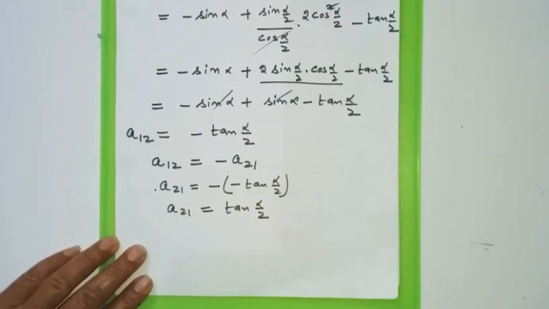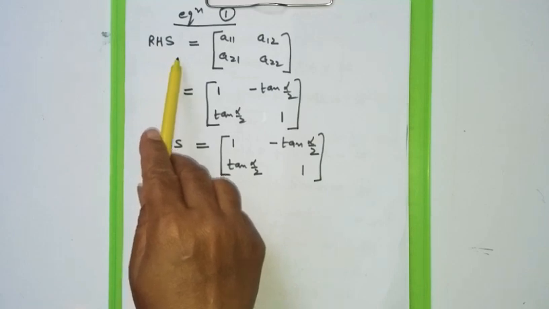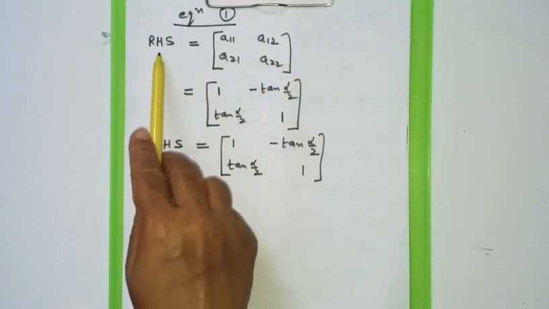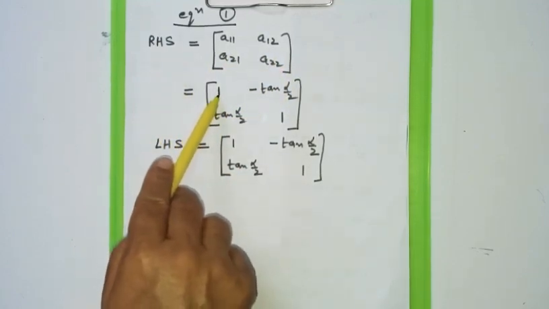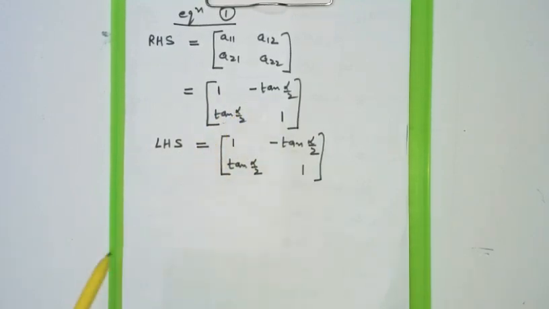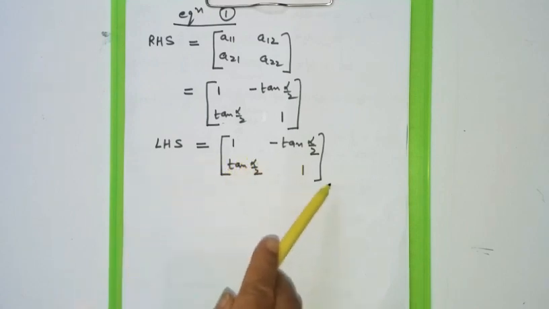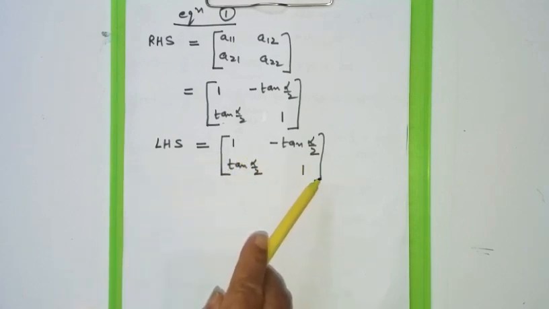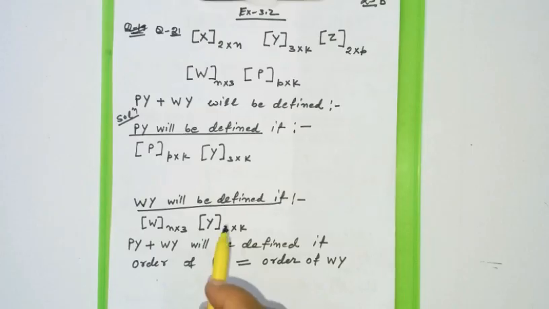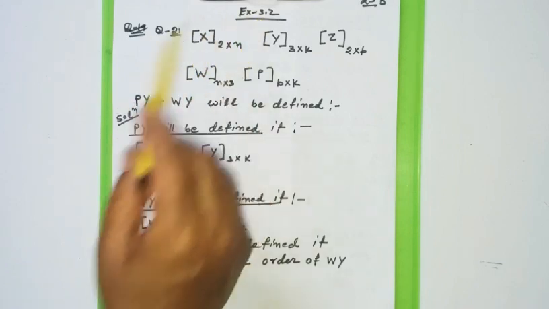So now we substitute all the values of A11, A12, A21 and A22 in equation 1. We write equation 1, which is this, that is RHS, and we substitute the values of A11, A12, A21 and A22. Then we had already calculated LHS, which was also the same, and hence we have proved whatever was asked. Now students, we are going to discuss question 21 of exercise 3.2.